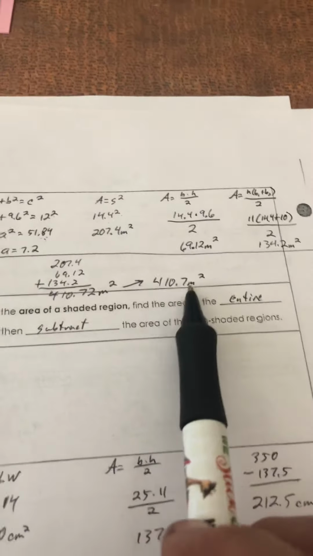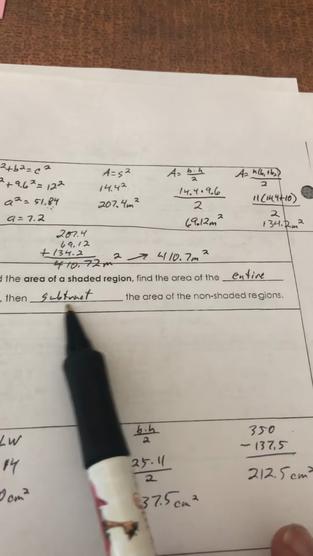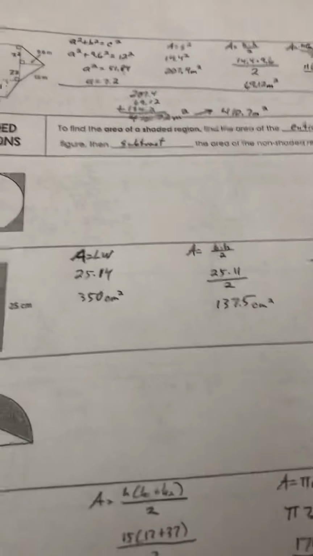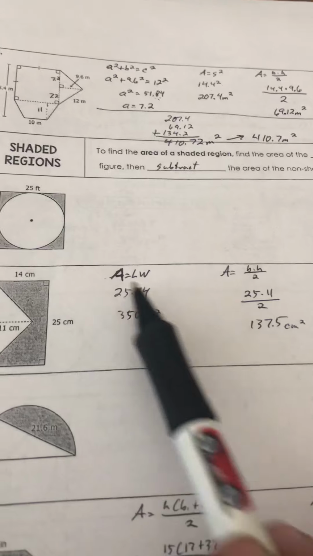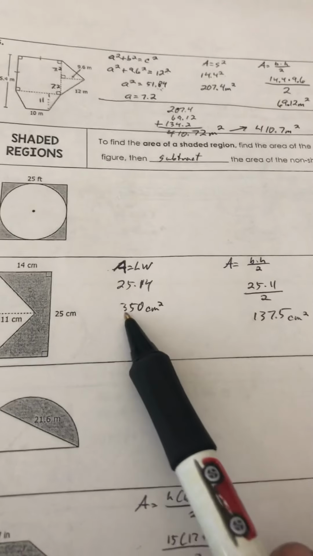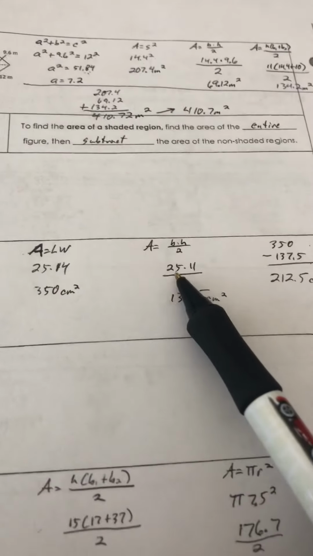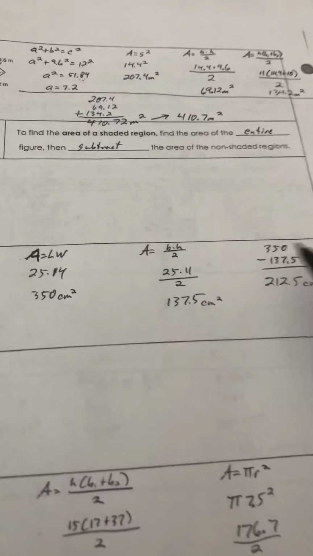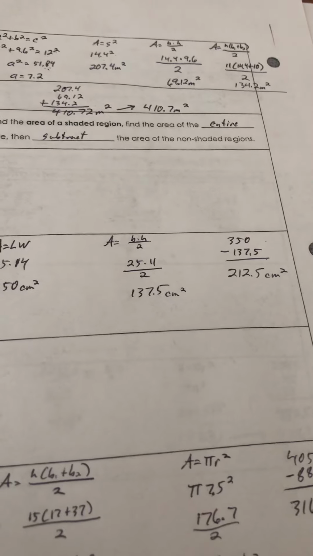Shaded regions: to find the area of a shaded region, find the area of the entire figure, and then subtract the area of the non-shaded regions. Not sure if those are exact words that he used in class, but they work. So the whole thing is a rectangle, so length times width, and you get 350. Then I'm going to subtract this triangle, which is 137.5. So I subtract that and I get 212.5 centimeters squared.